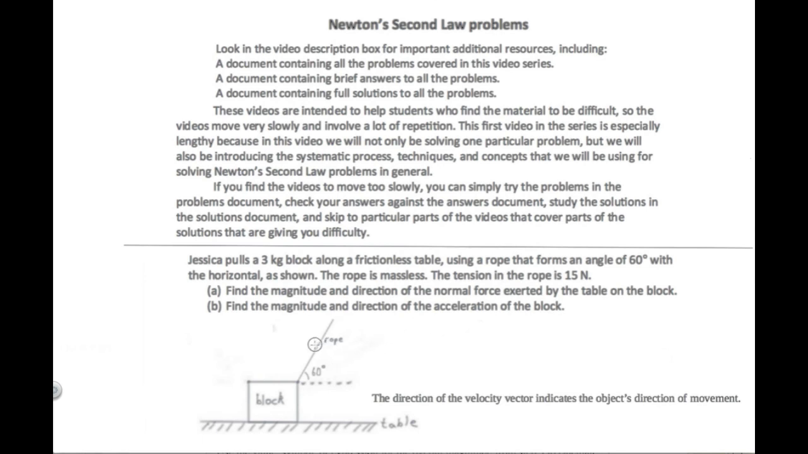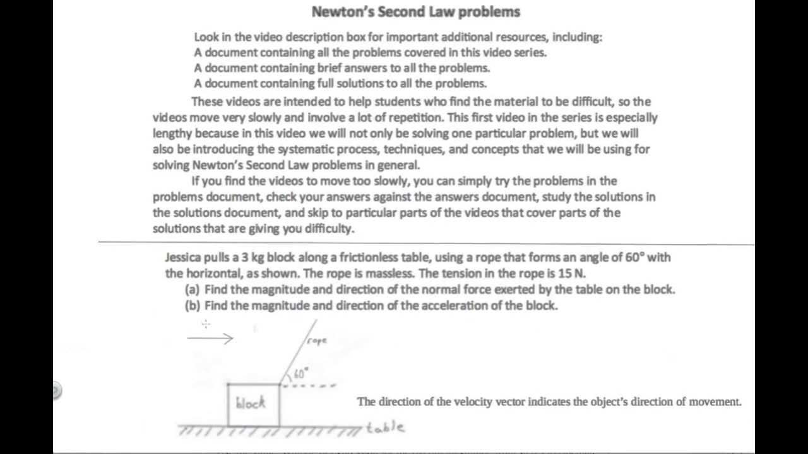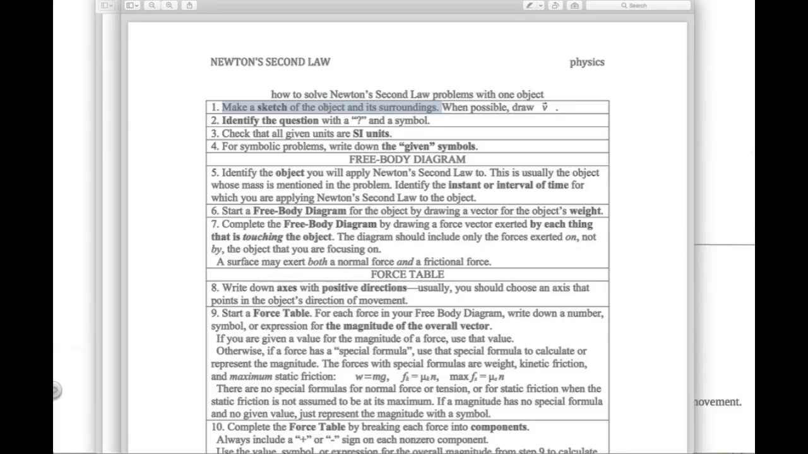From the way the rope is oriented in this sketch, it looks like the block is being pulled to the right along the table by the rope. Therefore, the velocity vector should point to the right. Here I've drawn that velocity vector pointing to the right. Now, whenever you draw a vector arrow, it's important to always label that arrow. So this arrow should get labeled as the arrow for the velocity vector. So we've completed this step.